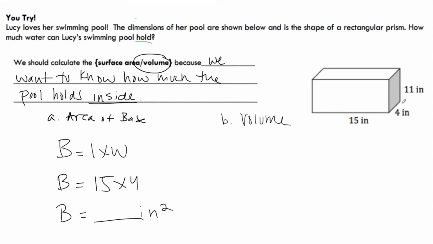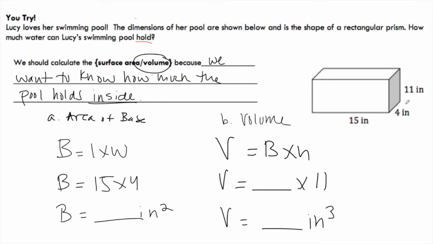Pause in the video if you need some more time, but we're going to move on to our second step of volume. I'm using my formula of V is equal to area of my base times height. I'm going to substitute in my area of my base times 11. Remember, 11 is the height because it's connecting the 2 bases together. And then I'm going to go ahead and multiply those together to get my answer in inches cubed. Remember, inches cubed because it's now volume, not area.